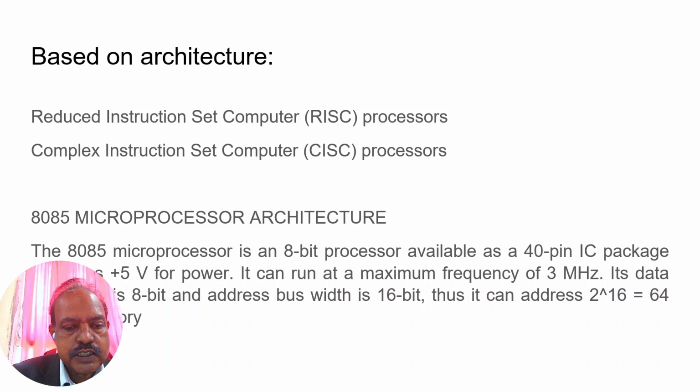If you come to the 8085 microprocessor architecture, this is an 8-bit processor, as I told you, and it has a 40-pin DIP, dual in-line package, IC. It uses a plus 5 volt power supply, and it can run at a maximum frequency of 3 megahertz. The data bus is 8-bit, and the address bus is 16-bit. 16-bit means 2 to the 16, so it can address 64 kilobytes.